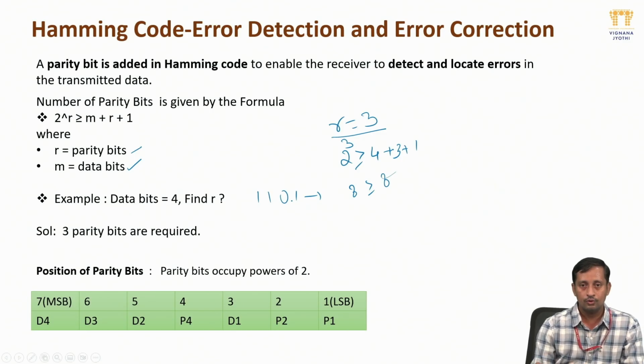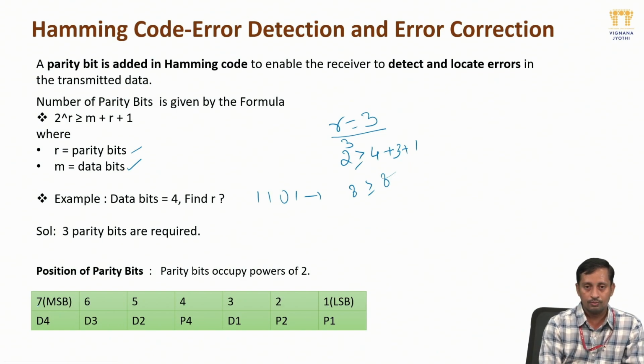101101, 4 bits. So totally how many bits does it become now? 7 bits. And the frame for this is shown here, from the first position to the 7th position, LSB to MSB bit. Now we identified the number of parity bits. Parity bits equal 3 and data bits equal 4, totally 7 bits.